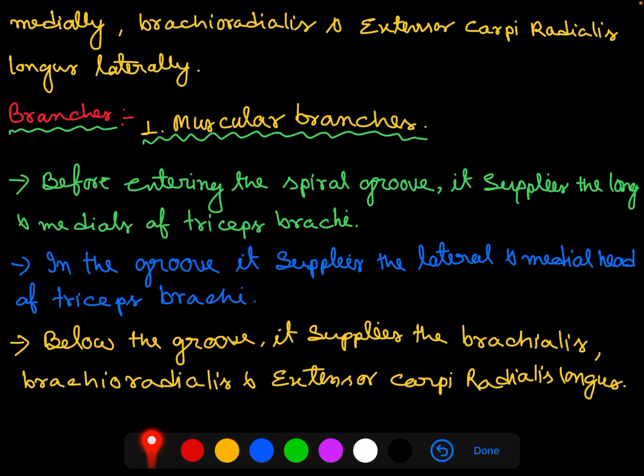Then its branches. First, muscular branches in the arm. Before entering the spiral groove, it supplies the long and medial head of triceps brachii. In the groove, it supplies the lateral and medial head of the triceps brachii, and below the groove, it supplies the brachialis, brachioradialis, and extensor carpi radialis longus muscles.